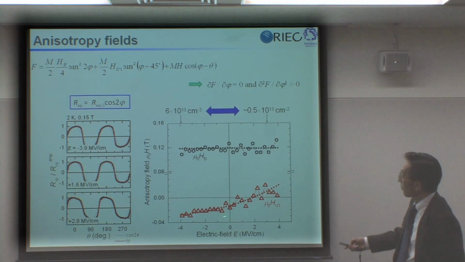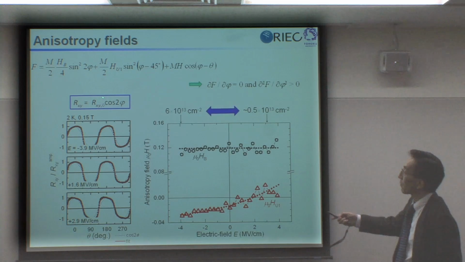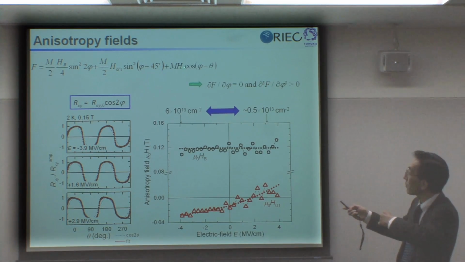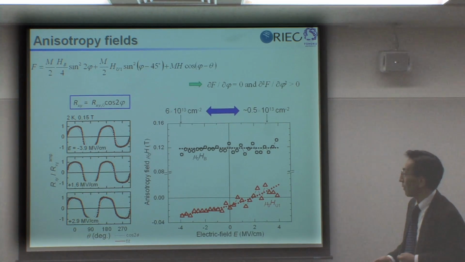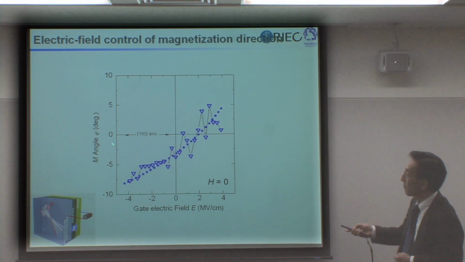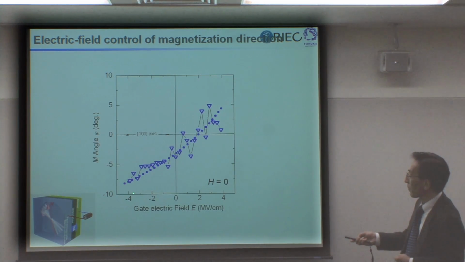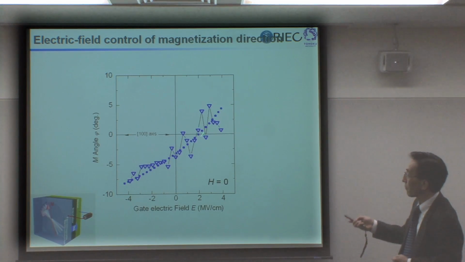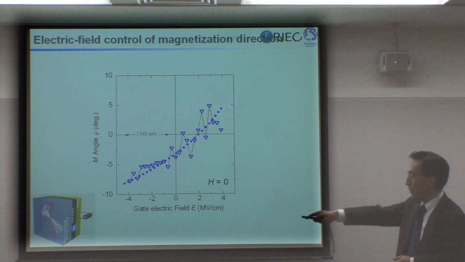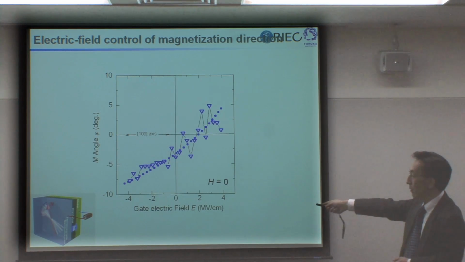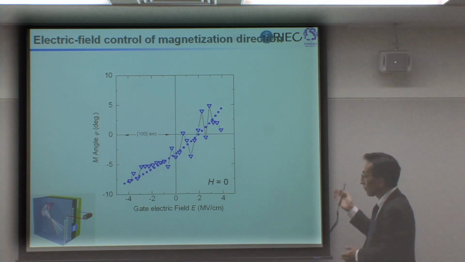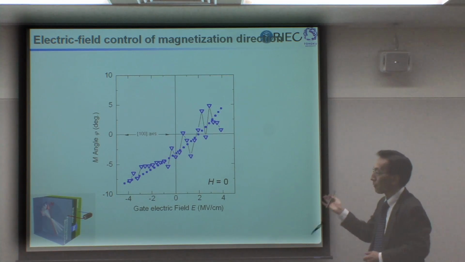So, knowing these parameters, we can construct, using this free energy form, which direction our magnetization is pointing to in the absence of magnetic field. And this is what we have done. So without magnetic field, our phi, which is the direction of magnetization, is a function of gate electric field, and it changes its direction by, let's say, slightly more than 10 degrees. So this means that we can change the direction of magnetization by just gating our material. So this is the farthest we have gotten so far with our experiment.